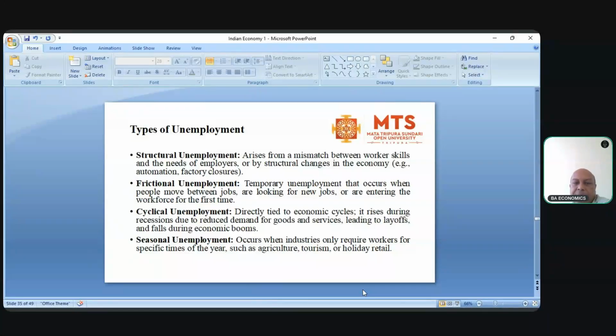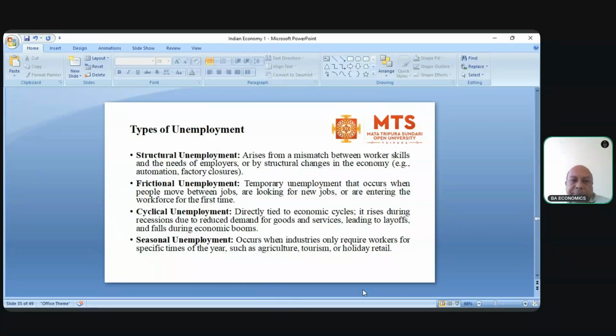Frictional unemployment occurs because people are currently unemployed while they are searching for a better job. Many times it has been found that a worker was previously employed in a new place and the wage is very low, and then that person resigns from the work and searches for a better job, and now that person is currently unemployed. It is known as frictional unemployment.